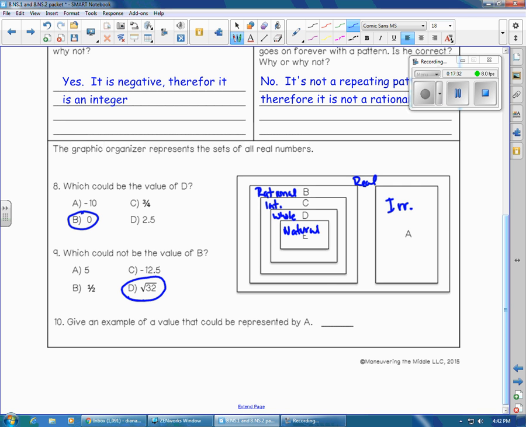Give an example of a value that could be represented by A, an irrational number. First one that comes to mind for me would be pi. Of course, there are many, many, many others. I just went a little bit over because I just did this last page with you.